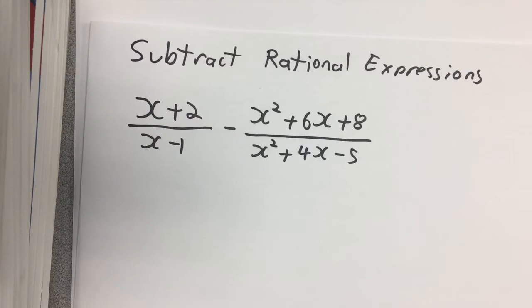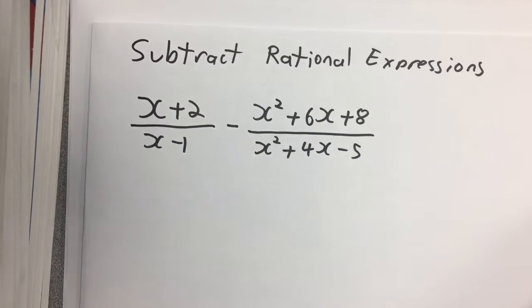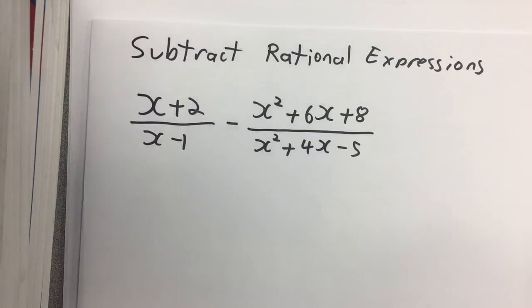We're going to subtract these rational expressions: (x + 2)/(x - 1) minus (x² + 6x + 8)/(x² + 4x - 5). Now, to illustrate why we do this the way we do it, I'm going to show you with a couple of arithmetic examples alongside.